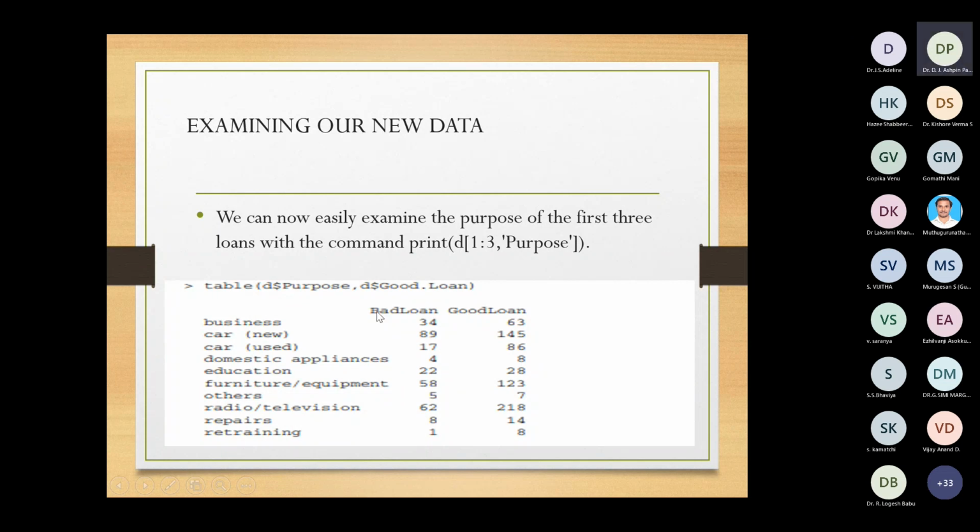Out of that, how many are bad loans, which means how many loans are not paid, and how many loans are paid. You see, somebody has taken a loan for some business purpose, and out of that 34% of the people have not paid, it seems, and 63 are paid. And some people have taken a loan to buy a new car, out of that 89 are paid and 145. Like this, you can explore the data. You can examine the data.